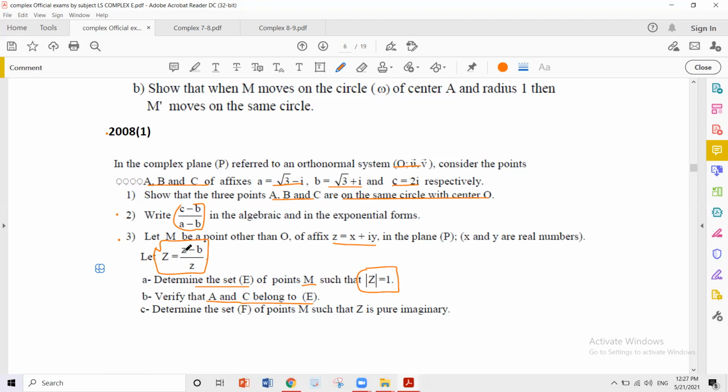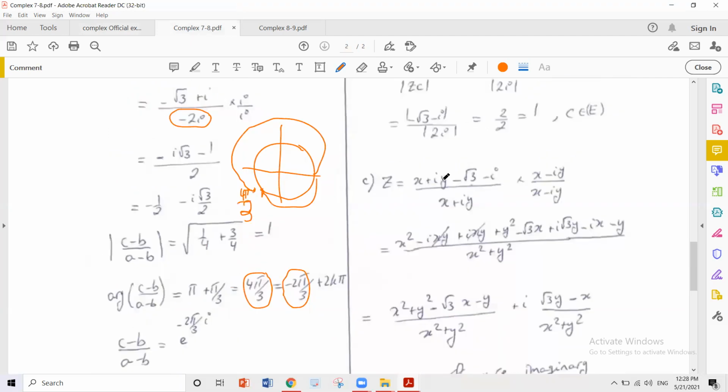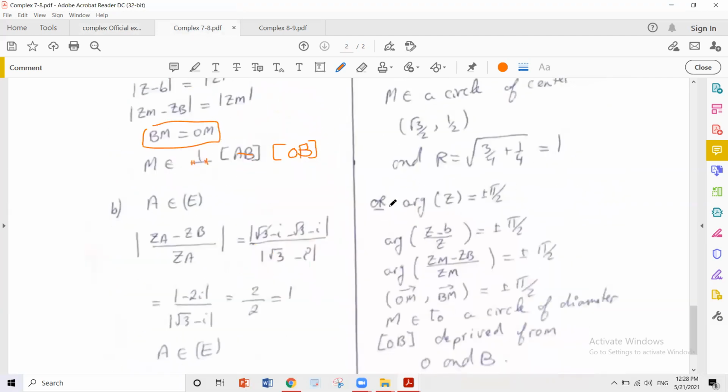Either I replace Z, this small z, by ZA first time, ZC next time. So I have E here, modulus of Z equal 1. I put instead of Z, ZA and ZC, to prove that A belongs to E. A here modulus of big Z equal 1.